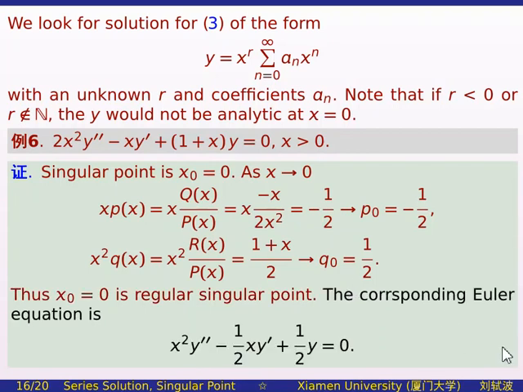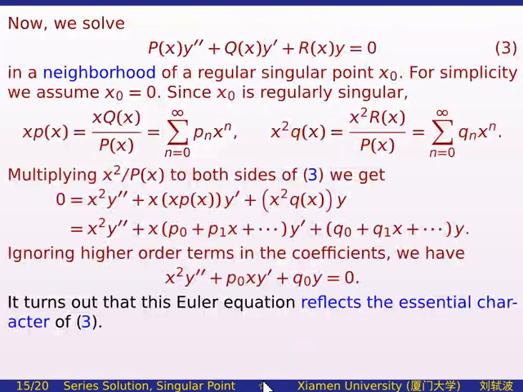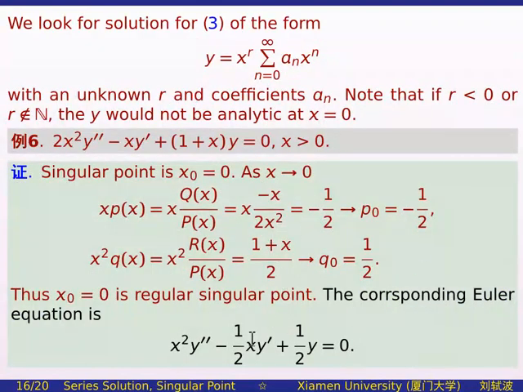So the corresponding Euler equation: since we have already computed p0 and q0, if you have p0 and q0, you have the Euler equation. The Euler equation is easy to solve, and the solution can be considered as an approximate solution for our original equation. But we want to find the exact solution, not an approximate one. So how to do it?